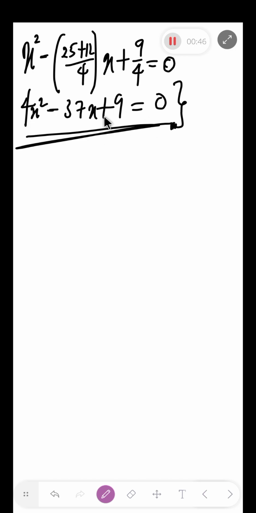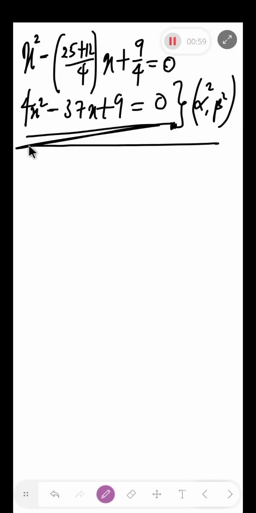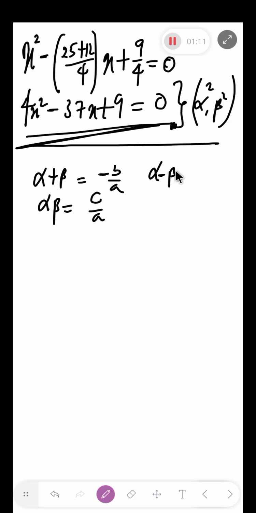This is the new quadratic equation we need to form, given alpha squared and beta squared as the new roots in this case. So that's how it works. But there are still some things I said I'm going to explain, which you need to take note of. Remember that alpha plus beta is equal to minus b over a, alpha beta is c over a, and alpha minus beta is equal to the square root of b squared minus 4ac over a also. These are the basic things you have to take note of.